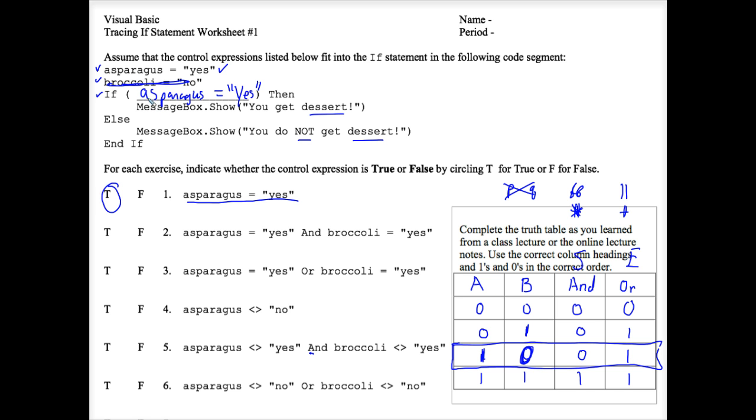So we ask, is asparagus equal to yes? This is kind of like a question mark. We're asking, is asparagus equal to yes in each of these questions? Or is broccoli equal to whatever? So it's like a question mark. And this part in the parentheses is called a control expression. It controls whether you get dessert or you don't get dessert.